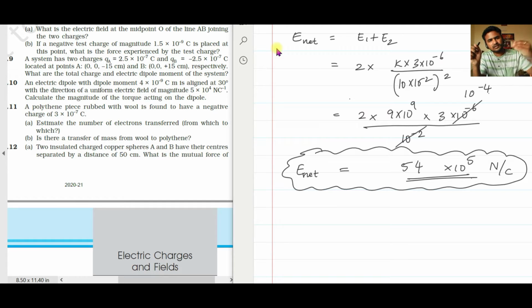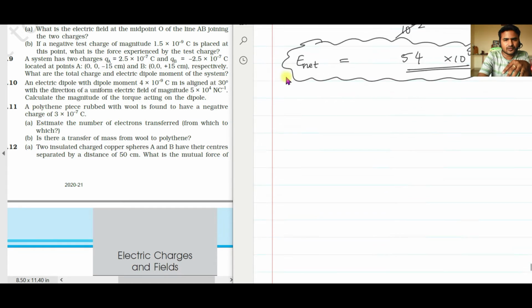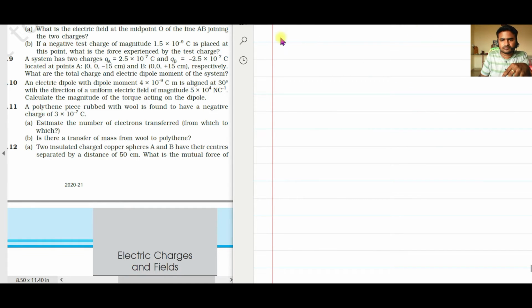If it is a positive charge, it will experience a force in the direction of electric field, and if it is a negative charge, it will experience a force in the opposite direction of electrical field. Okay? So now the sub question B is, they're asking how much will be the force when you keep a charge Q. How much is the charge? You are keeping 1.5 into 10 to the power of minus 9 Coulomb at the center, it seems.